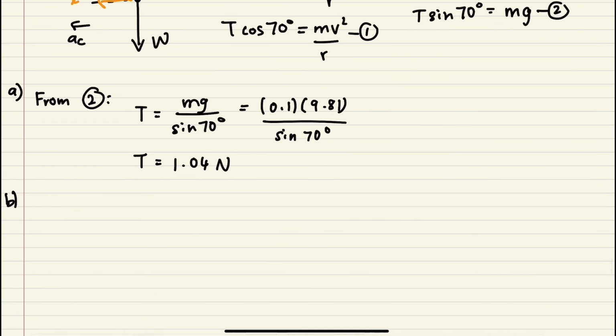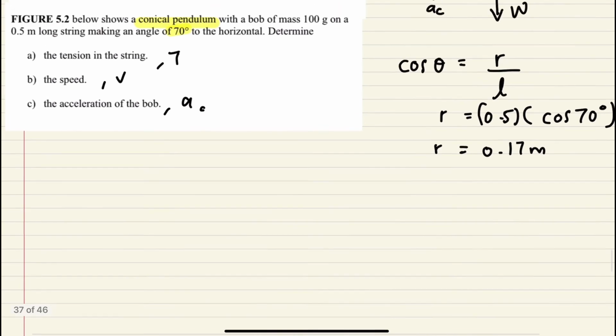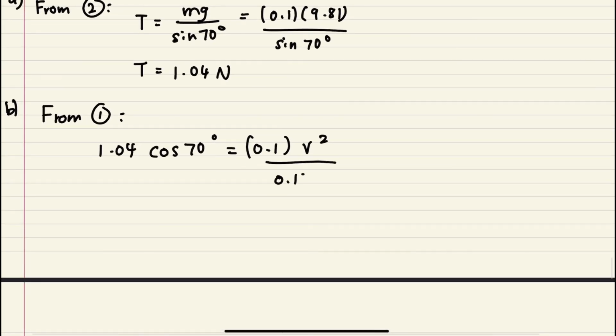Question B, you want to find V. Now you do have the T, so you can use this equation to find V. From 1.04 cos 70 degrees equals the mass, which is 0.1, times V squared over R. R you already calculated initially, 0.17. So V squared is 1.04 times cos 70 times 0.17 divided by 0.1, and then taking the square root, V is 0.78 meter per second.